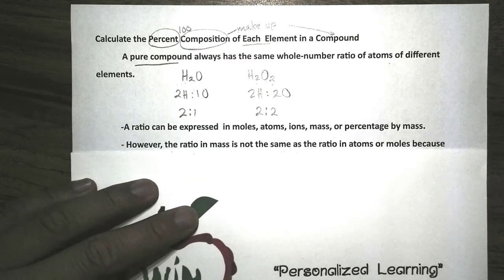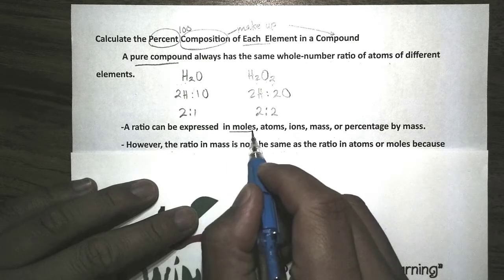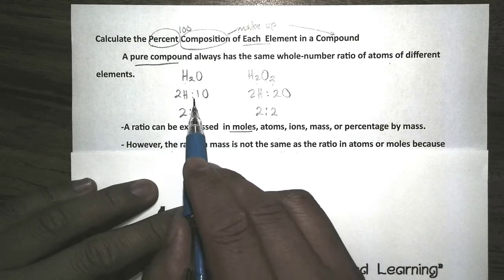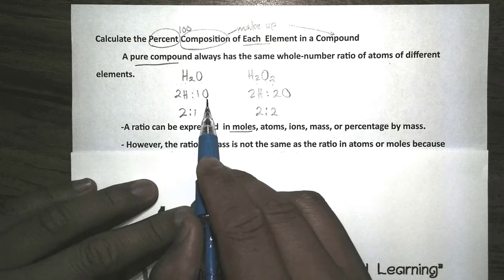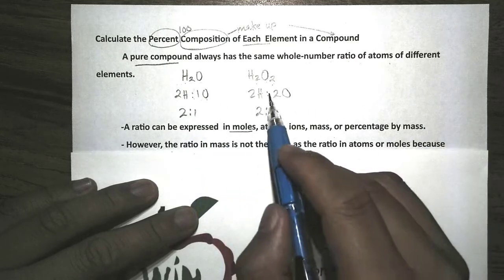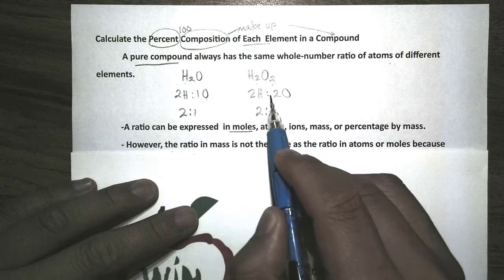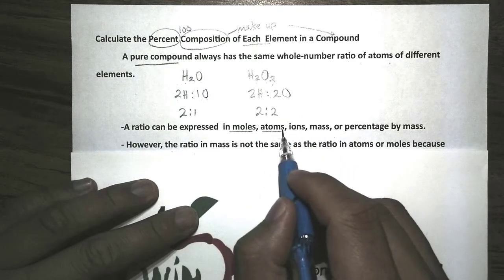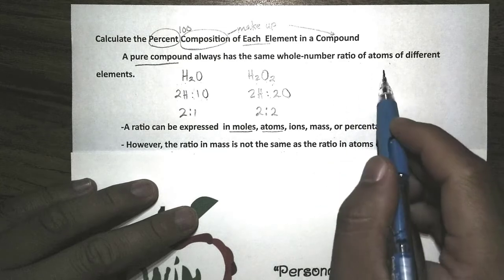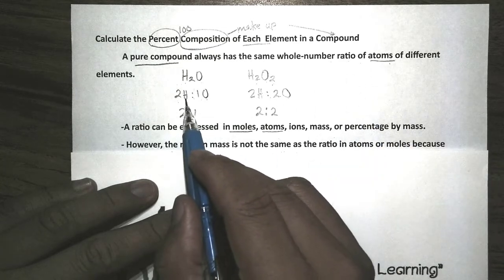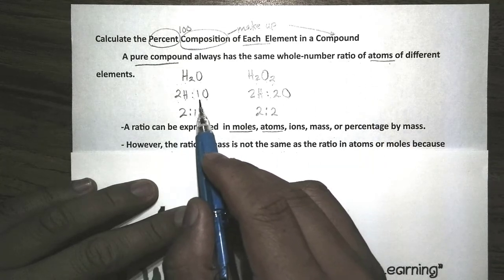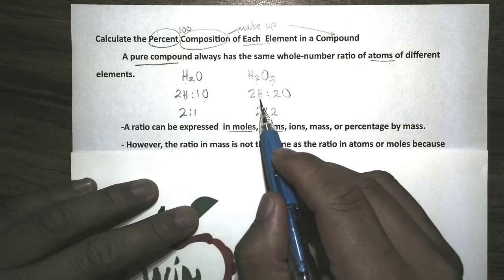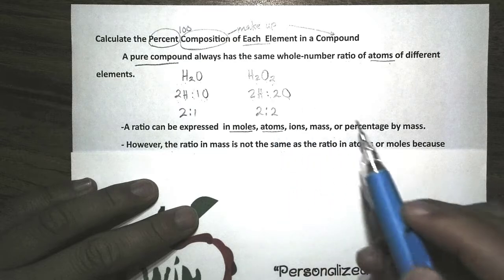Also, a ratio can be expressed in terms of moles. For example, I can say we have 2 moles of hydrogen to 1 mole of oxygen, or 2 moles of hydrogen for hydrogen peroxide to 2 moles of oxygen. Or we can just express it in atoms, as we mentioned before: 2 atoms of hydrogen to 1 atom of oxygen, or over here, 2 atoms of hydrogen to 2 atoms of oxygen.